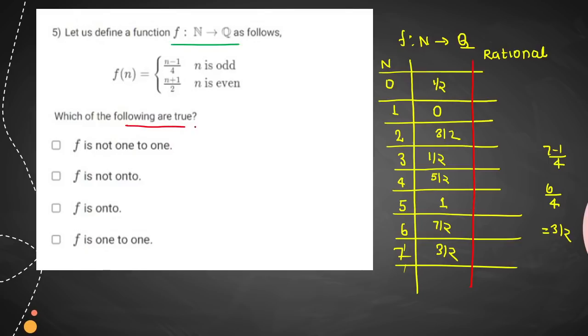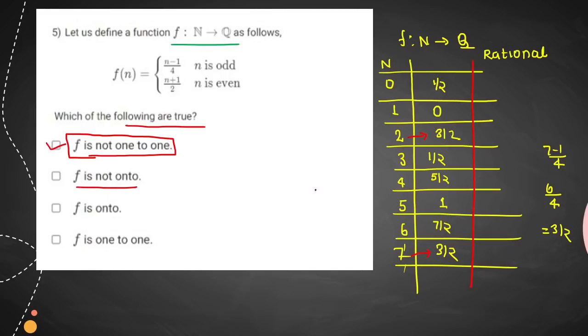look at the options. So we have to choose which of the following are true. f is not a one-one function. So from here 2 is also giving 3 by 2, 7 is also giving 3 by 2. That means this is not a one-one function, so that's why this statement is correct.